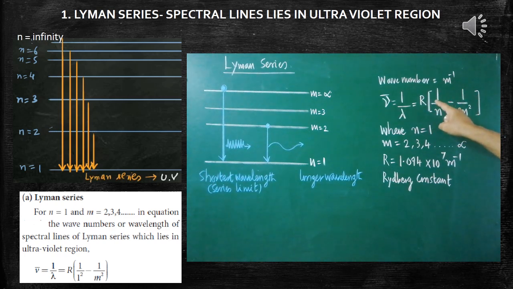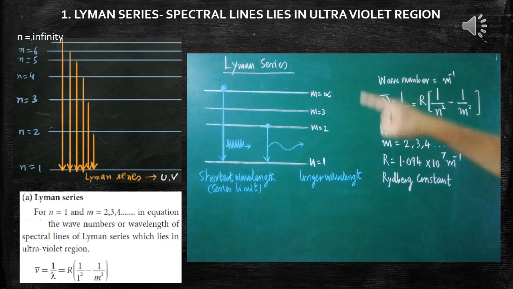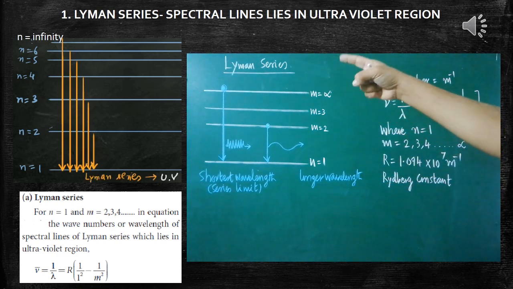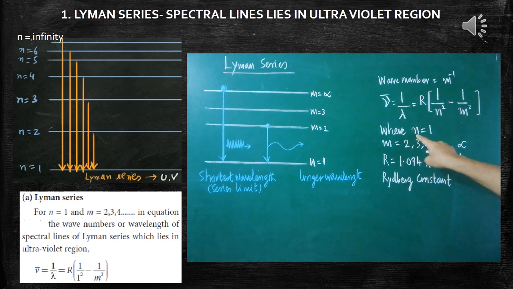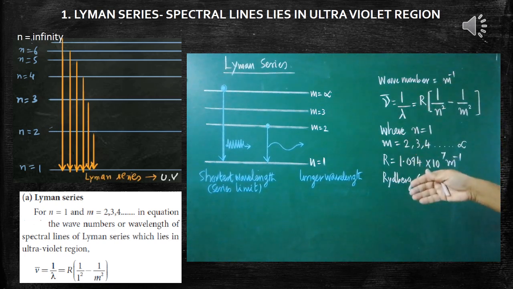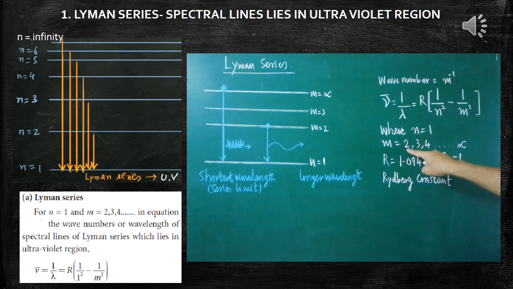R in bracket 1 by n square minus 1 by m square. This is the formula. In the case of Lyman series, the electron jumps from any other outer orbit to the first orbit. Therefore, n must be taken as 1. Are you clear? Depending on the transition, you have to find out where it comes down from. If the transition is taking place from 2 to 1, m must be taken as 2. If the electron jumps from third orbit to the first orbit, m must be taken as 3. So like that you can choose. The Rydberg constant value is also given here.